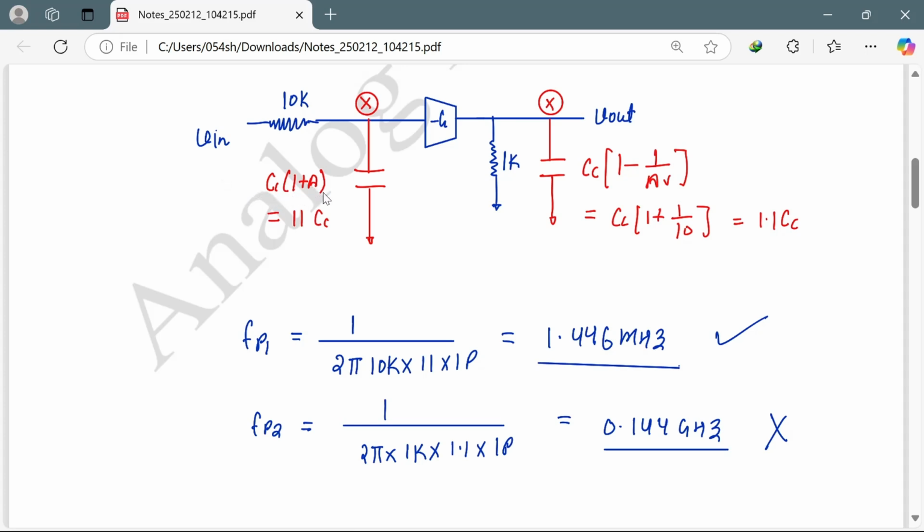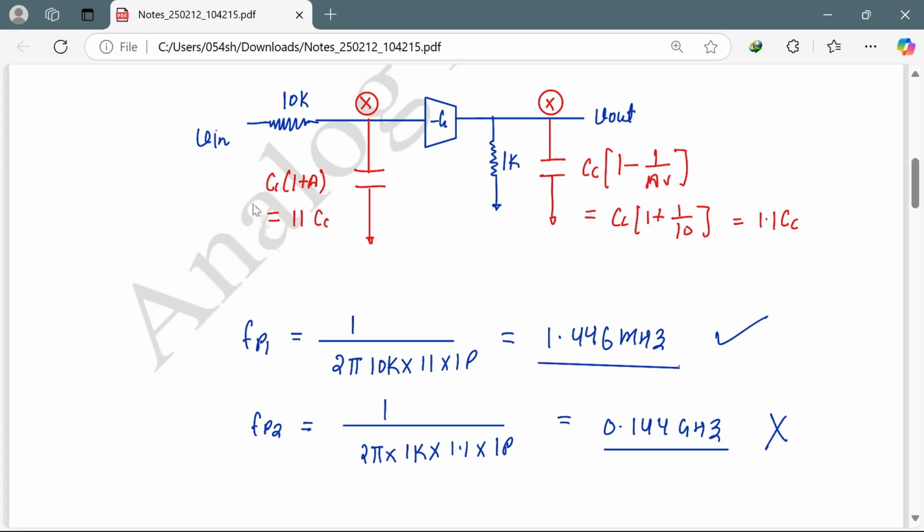Approximately we can see the pole frequency will get reduced with a gain of 10. Because capacitance increased by a gain of 10, the frequency will be reduced to 1 by 10th. And what will be the output capacitance? It will be Cc into 1 plus 1 by 10. It's 1.1 Cc, or approximately you can say only Cc.